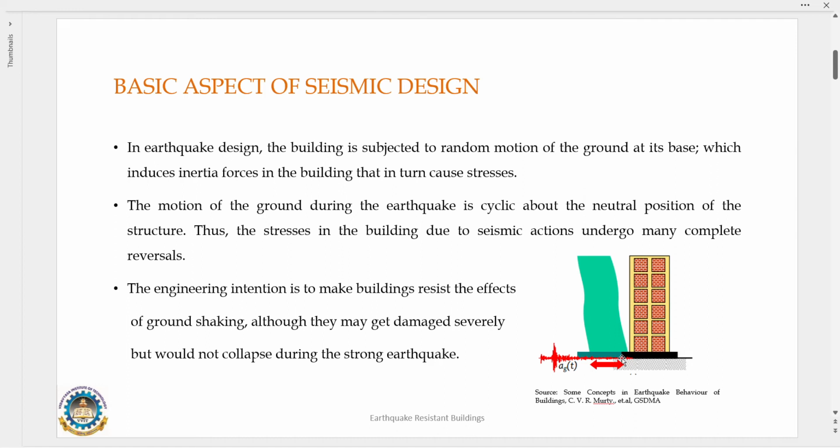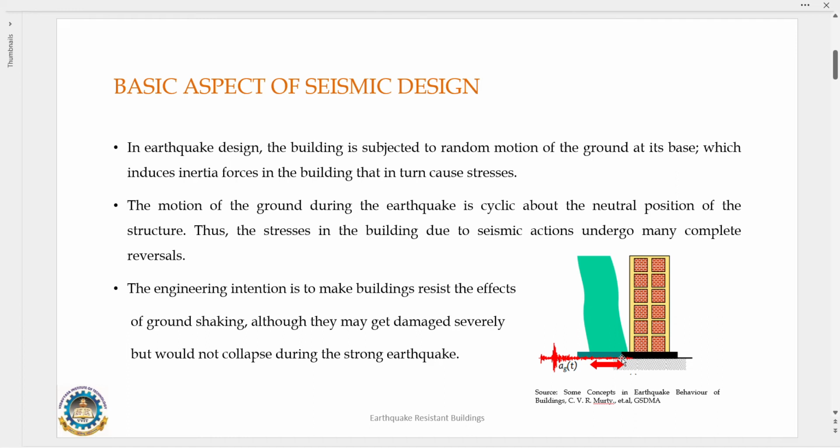So the motion of the ground during the earthquake is cyclic about the neutral position of the structure. That is, the stress in the building due to seismic load undergoes many complete reversals, and that too over the small duration of an earthquake. So engineers do not attempt to make earthquake-proof buildings that will not get damaged even during the rare but strong earthquake. Such buildings will be too robust and also too expensive. So instead, the engineering intention is to make the building earthquake resistant.